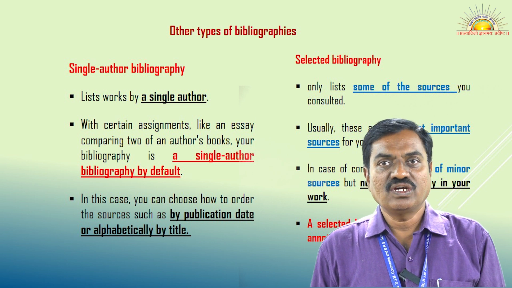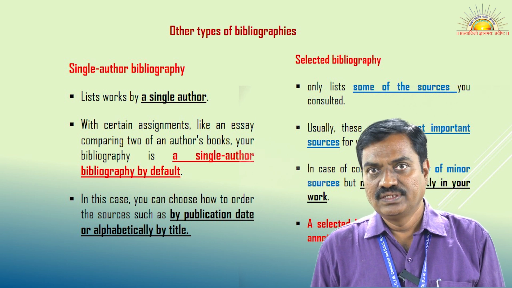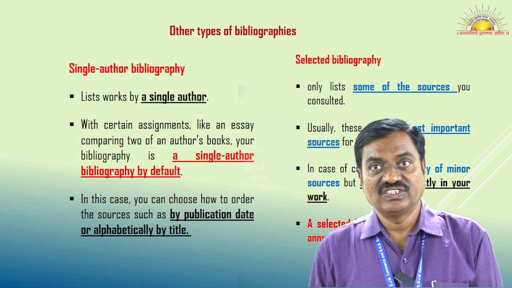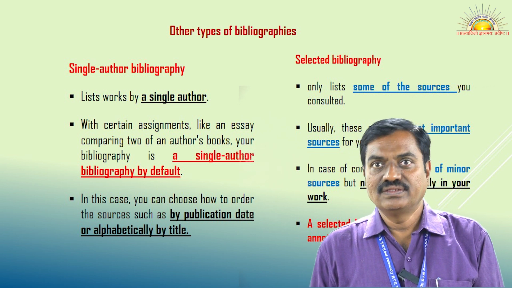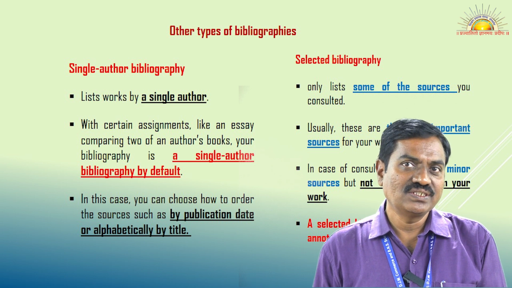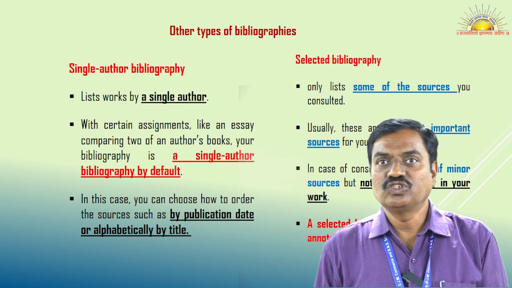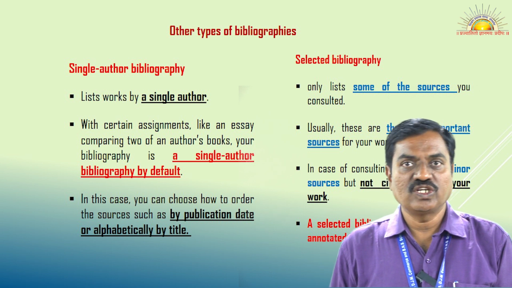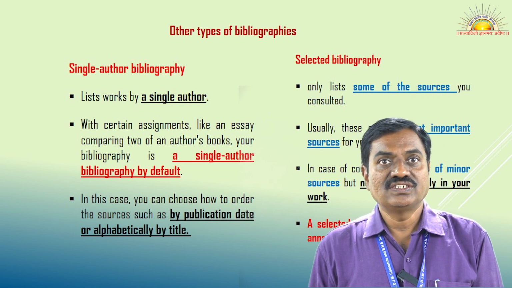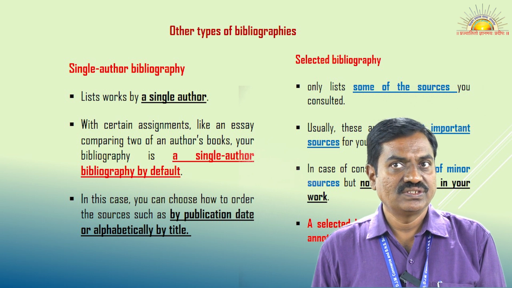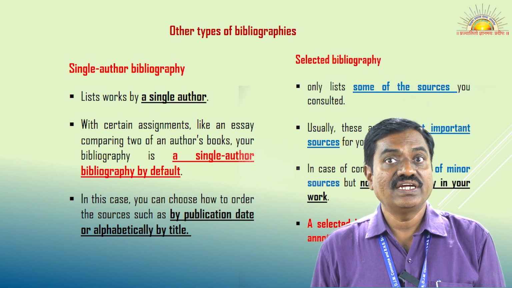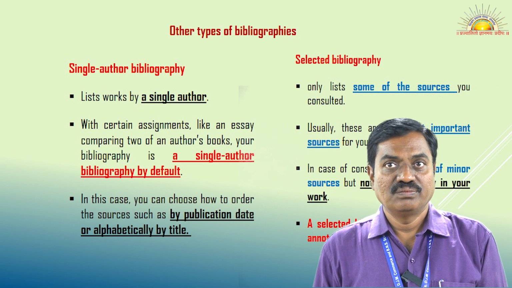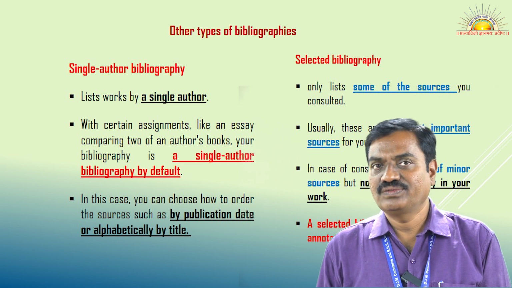A selected bibliography is a bibliography that only lists some of the sources the researcher consulted. Usually, these are the most important sources for the chosen or selected work. The researcher might write a selected bibliography if he or she consulted a variety of minor sources that he or she didn't end up citing directly in the work. A selected bibliography may also be an annotated bibliography.